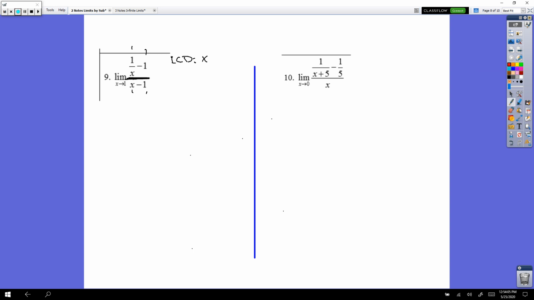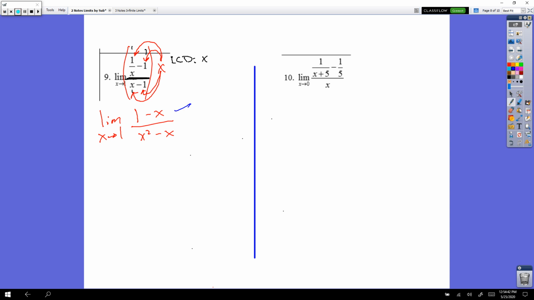So we're going to multiply everything inside by x. So we have the limit as x approaches 1, 1 over x times x is 1. Negative 1 times x is negative x. X times x is x squared. Negative 1 times x is negative x. Still, plugging in 1 makes that bottom 0, so I'm not done. So I need to think about what I can factor.